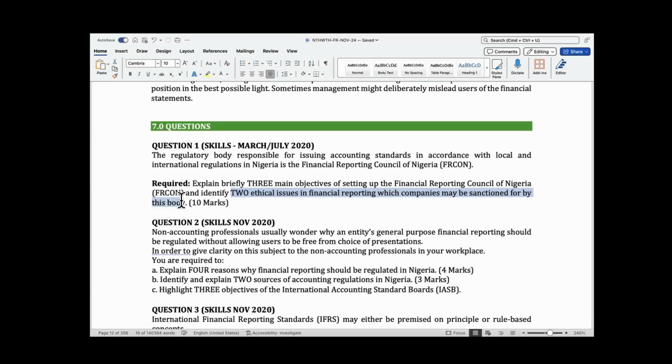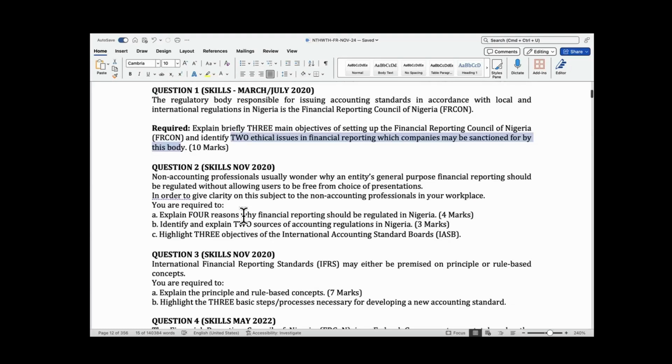Every company is expected to submit their financial report. If you don't submit, they will sanction you. If you don't have an FRCN number, you must not sign financial reports. If you sign, they will sanction you. They could come for audits. If you don't allow their field auditors to enter, they will sanction you. So those are ethical issues. 10 marks. Just asks you to identify two of them.